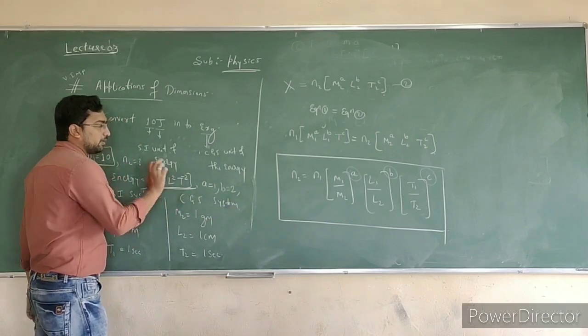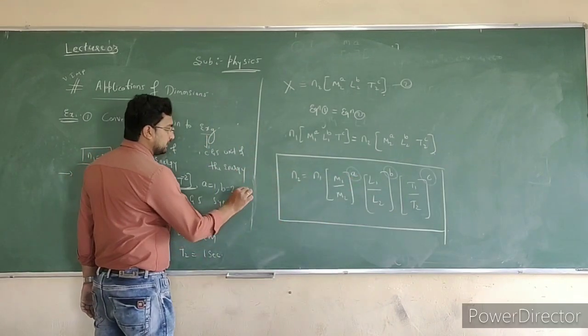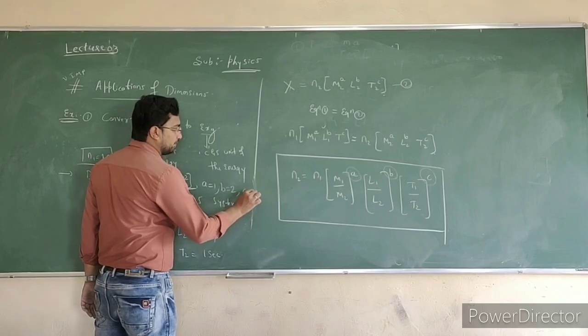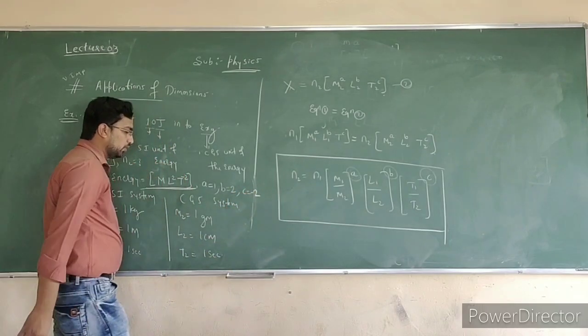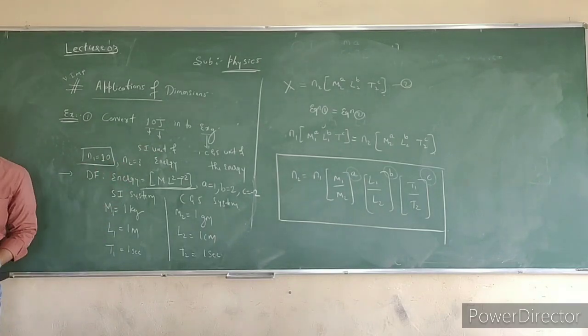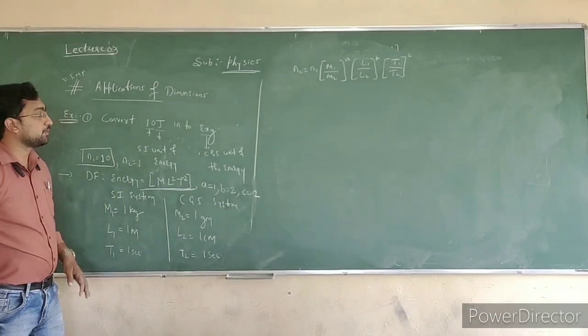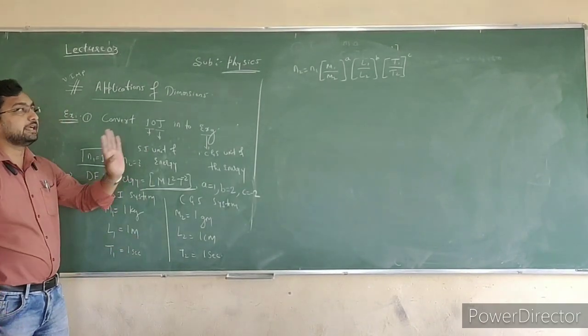Similarly, here the power of t is minus 2 and here the power of t is C. Then C is equal to minus 2. So next we are substituting all these values in that expression.